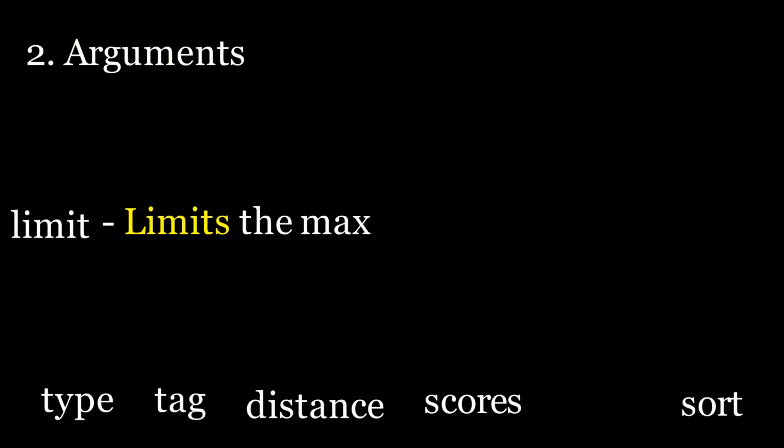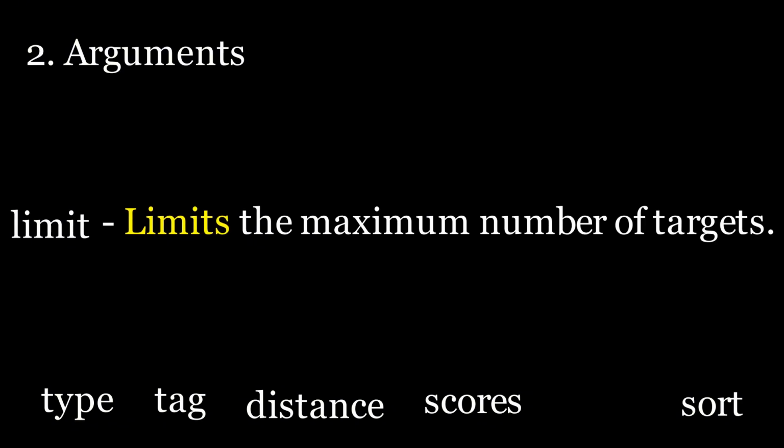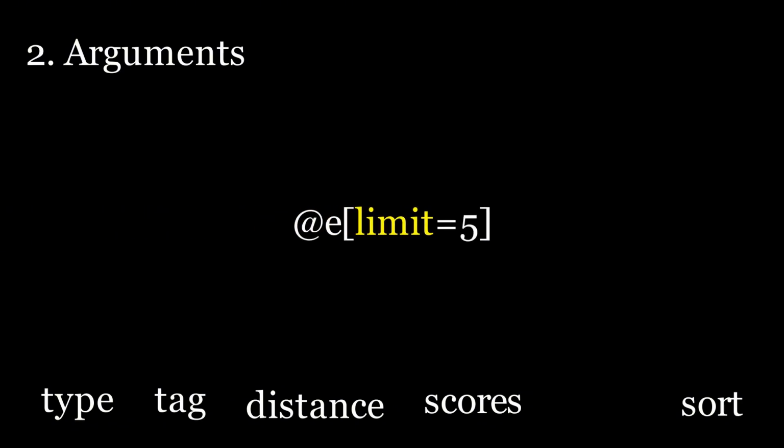Limit specifies the maximum number of targets. If we set limit to equal 5, it will only select up to 5 targets. This argument is particularly useful when a command does not accept multiple targets, but you would like to use a multi-target selector. Making limit equal 1 solves this issue.